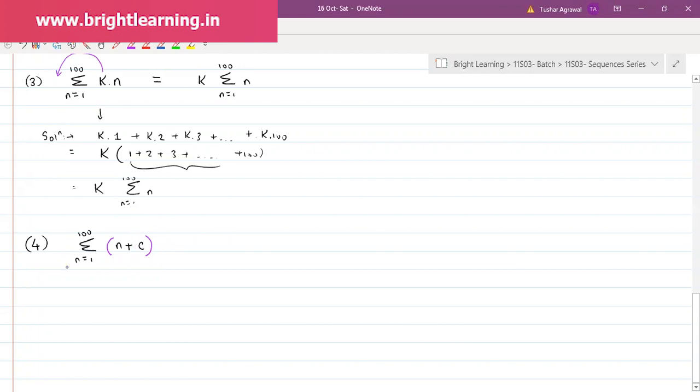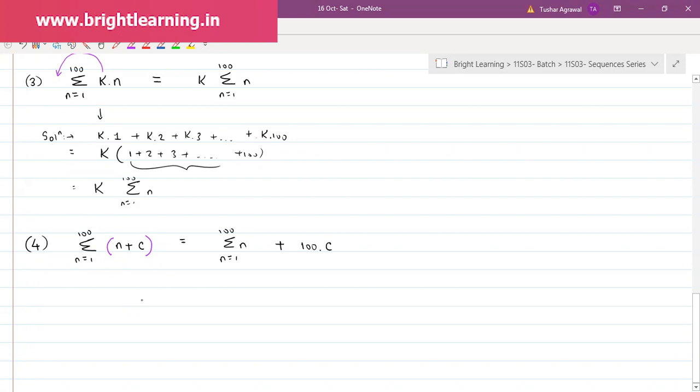So if you want to bring this constant outside, it will not be just the summation of n where n varies from 1 to 100, and this constant will come out separately as c. It won't come out separately. It will come out as 100 times c.